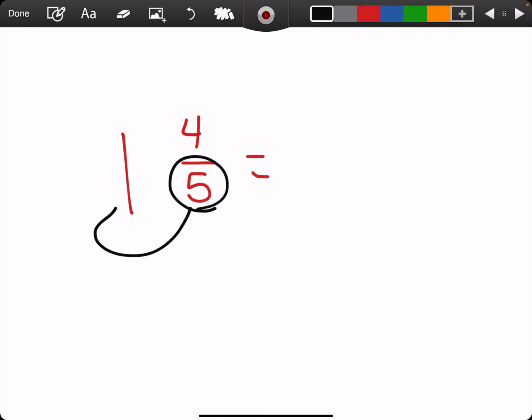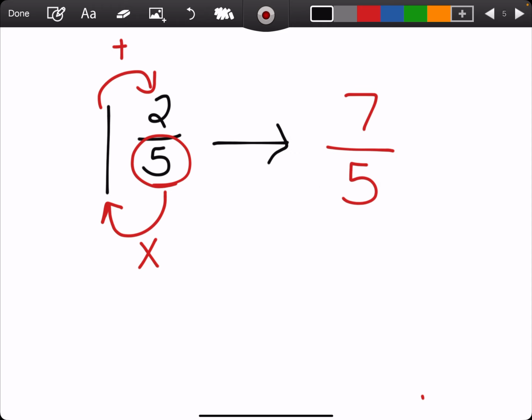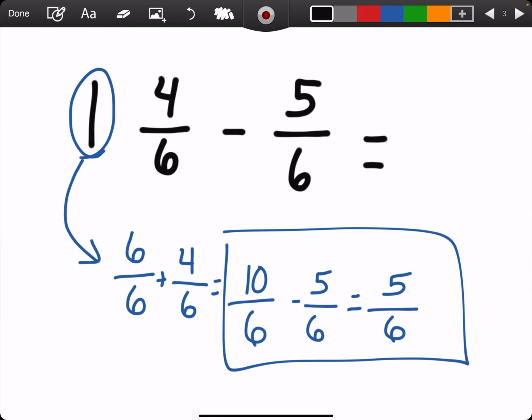So the swoop around method here for 1 4/5 would be start at 5, multiply it by 1, add 4. 5 times 1 is 5. 5 plus 4 is 9. Keep your denominator. And you would have 9/5. Okay? That is the same thing that we did over here by renaming the whole into a fraction. All right?